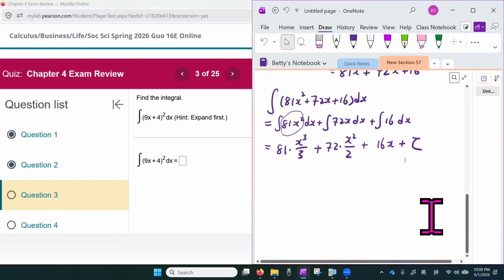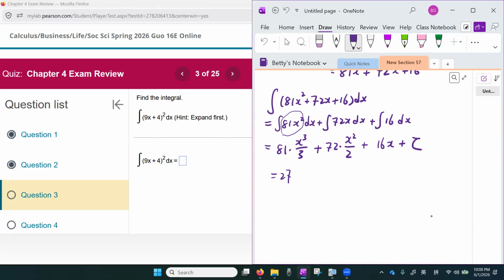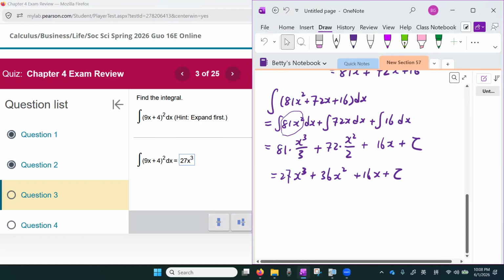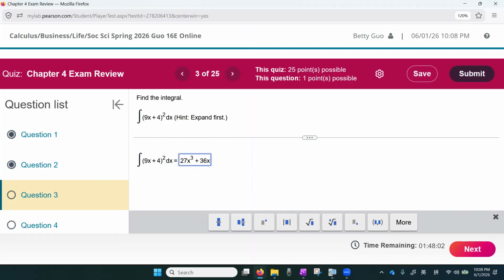Let's simplify the result. 81 divided by 3 is 27, x cubed plus 36x squared plus 16x plus C. All right, let's enter 27x cubed plus 36x squared plus 16x plus C.